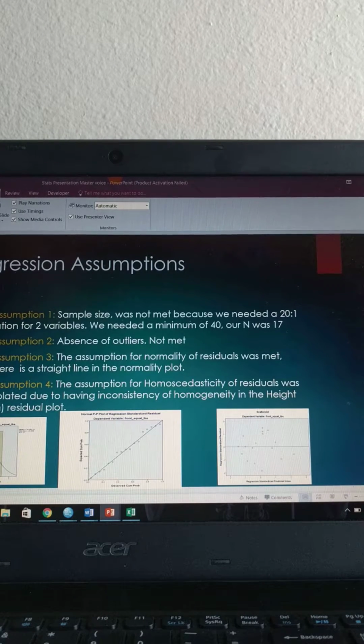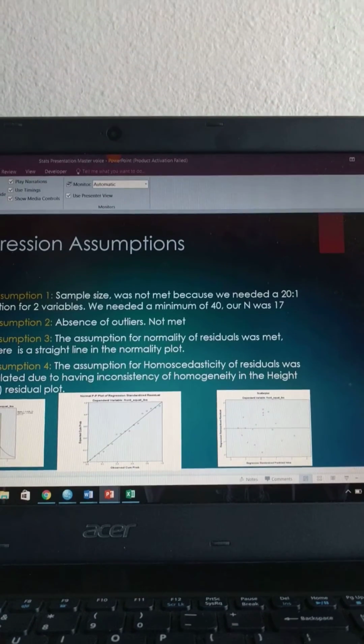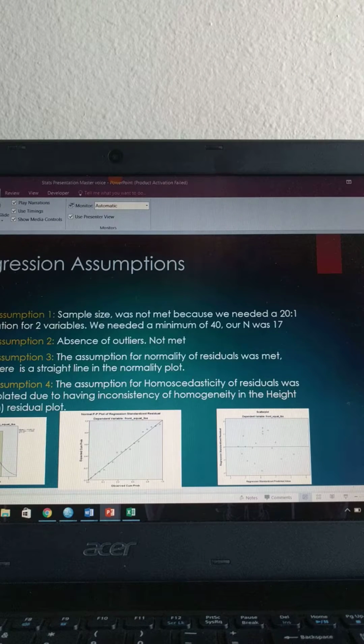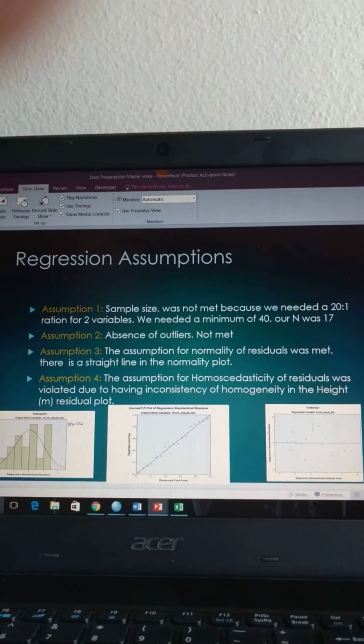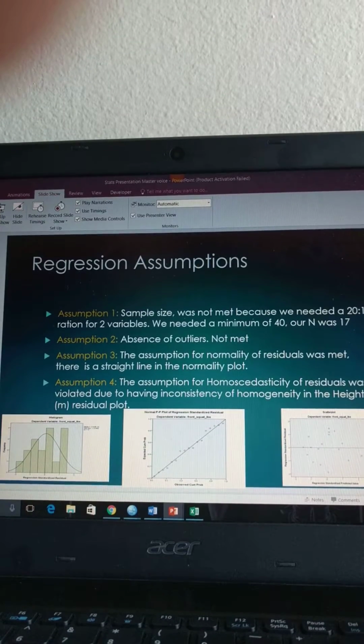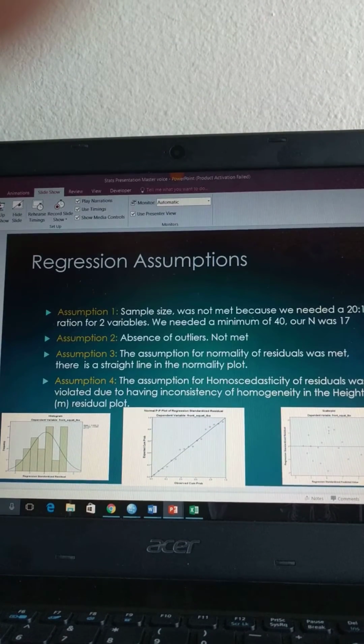Okay, so for the regression assumptions, the first assumption, sample size, was not met because we did not reach at least 40 individuals. With our number of 17, there should have been a 20-to-1 ratio with two variables. So that was not met. Assumption 2, absence of outliers, was not met as well, because in the histogram you see in the bottom left corner, it seems like there are some outliers.